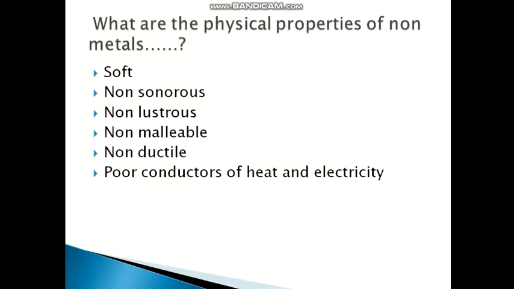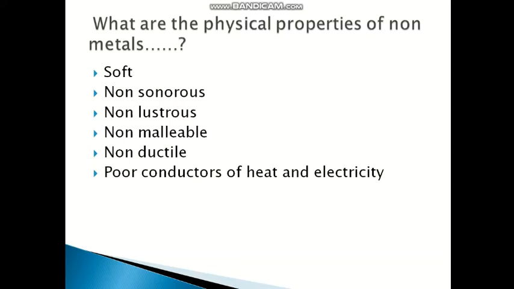Non-metals are soft, they are non-sonorous, they are non-lustrous, they are non-malleable, they are non-ductile, and finally, they are poor conductors of heat and electricity. Students, are the non-metals soft or hard? Yes, by looking at the examples, you can say that it is soft. Do they produce sound? They never produce sound. That is why they are non-sonorous. Do they shine? They never shine. But there are some exceptions.